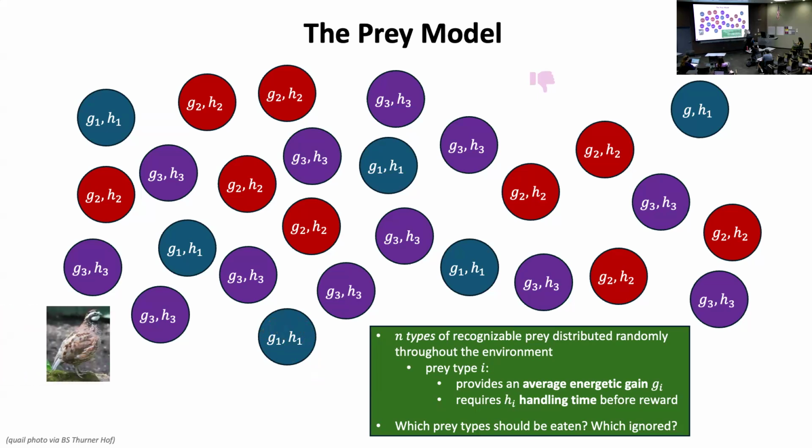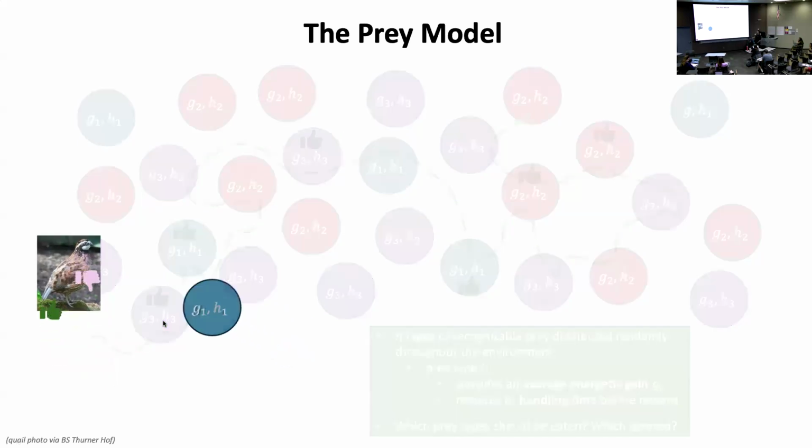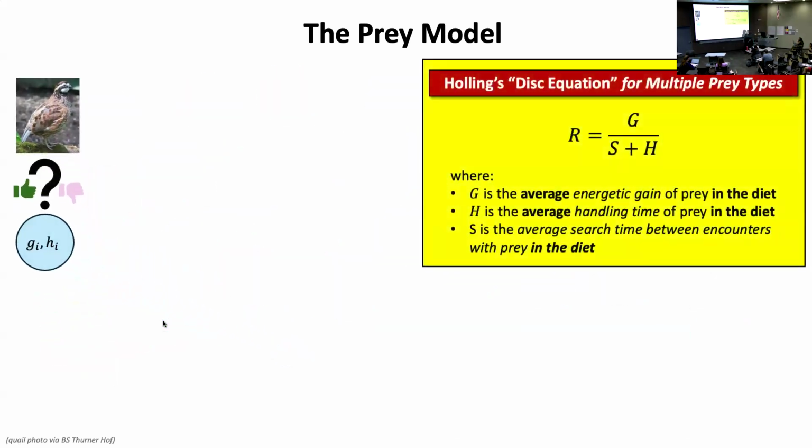So we've got our quail, for example, and it wanders through here in a random way, and we notice that as it encounters things that we've seen it eat in other habitats, so we know it can perceive them, some of them it eats, thumbs up. Some of them it doesn't, thumbs down, and so on and so forth. And so the question is, how do we make sense of what's getting eaten and what's not getting eaten? That's the beginning of the prey model here. That's the problem we aim to try to solve.